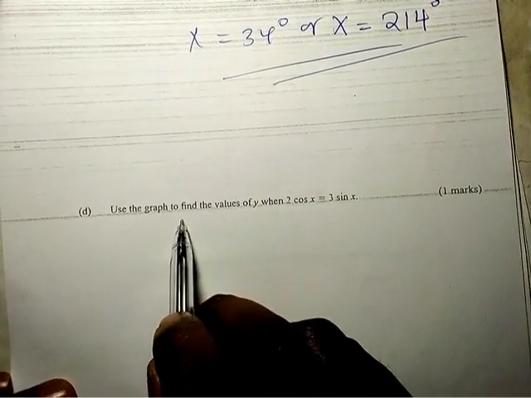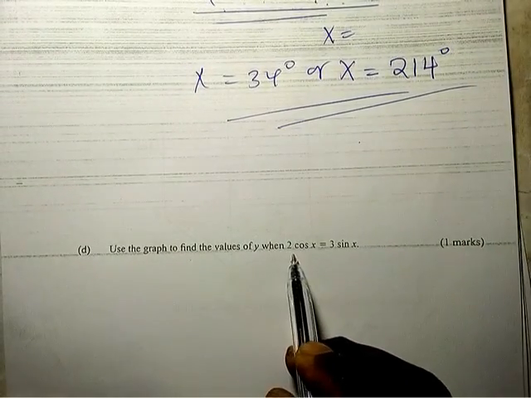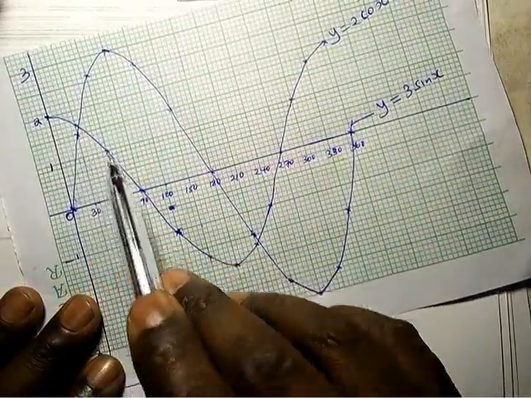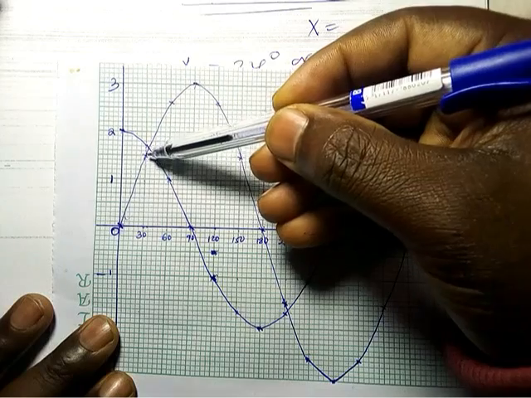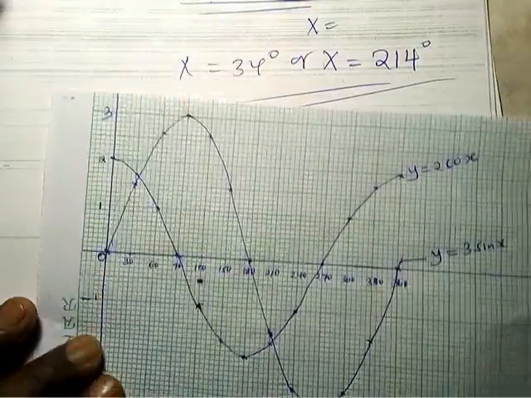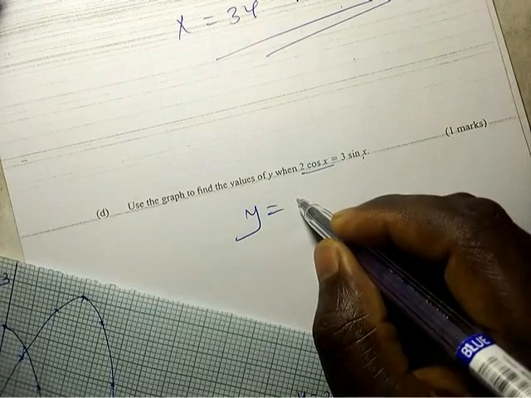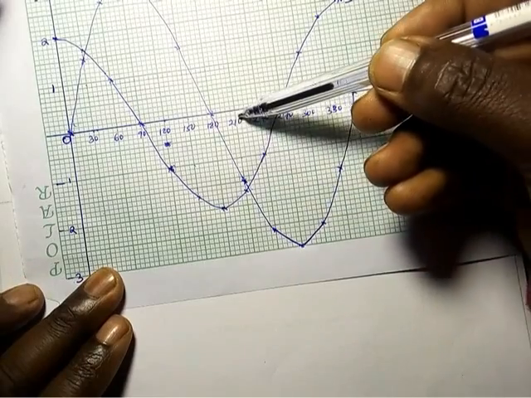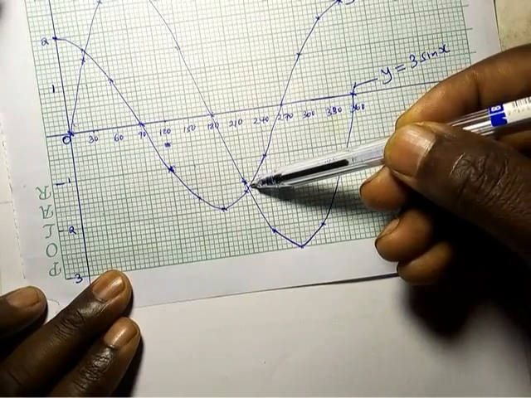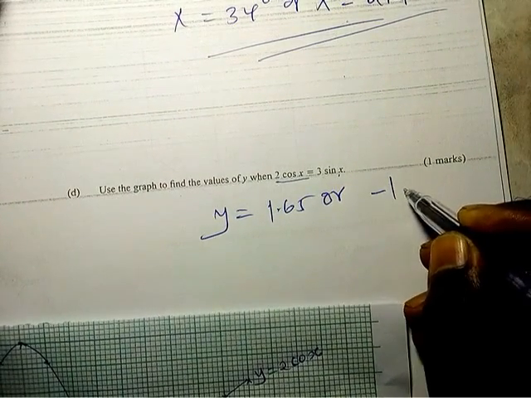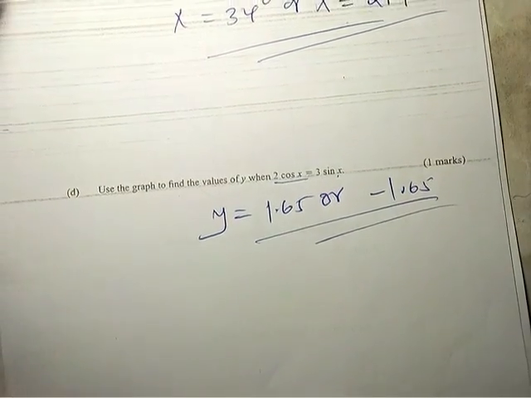Next one. Use the graph to find the values of y when 2 cos x is equal to 3 sin x. So where these two are meeting, here and here, we want the value of y. So we just read the value of y up. Here it will be 1.65. So y is equal to 1.65 or, again, we can read the value of y where they are meeting downwards here, negative 1.65. As simple as that, you score all your 10 marks.